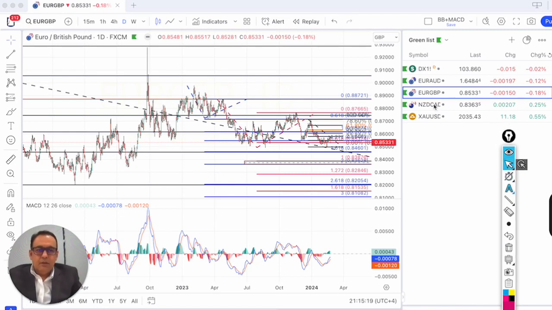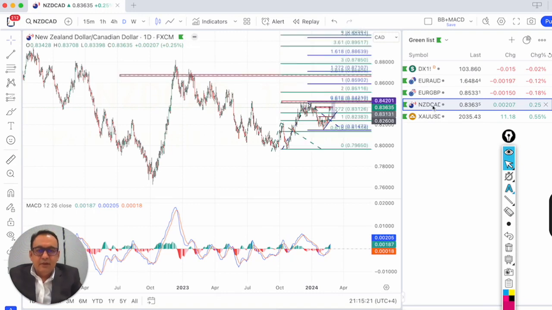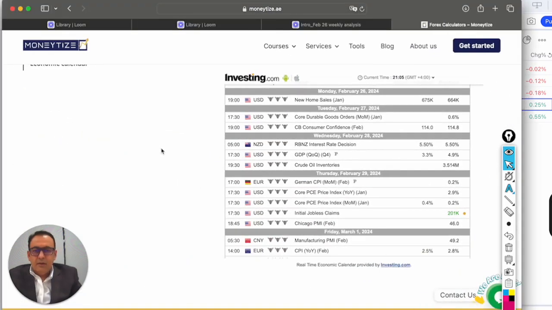Now the next currency pair is New Zealand versus CAD. Now throughout the week, New Zealand remains really strong. Based on the fundamental factors, I'll take you to the economic calendar. So for the upcoming week, we have a very important announcement coming from the Reserve Bank of New Zealand. So we have interest rate decision which is due on Feb 28.